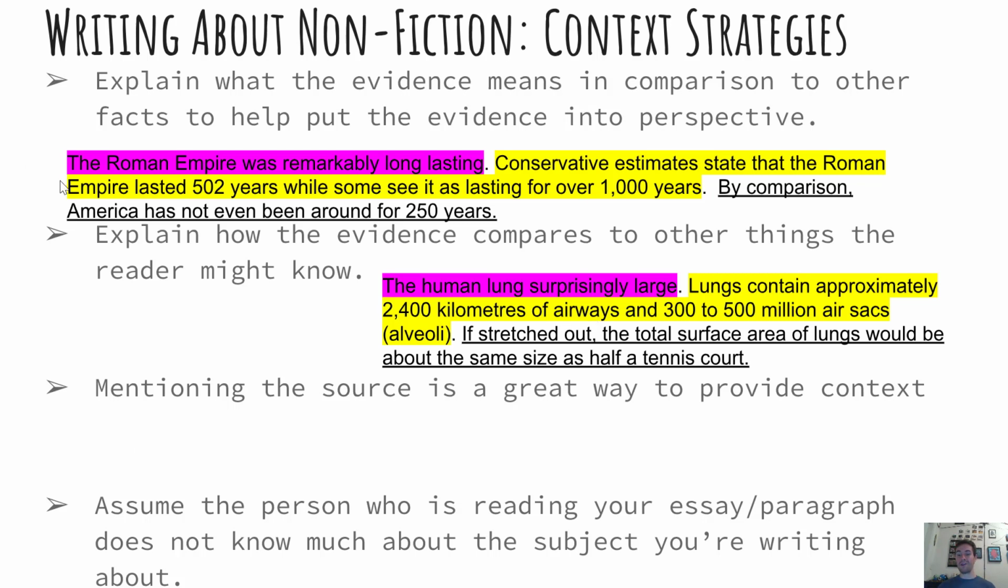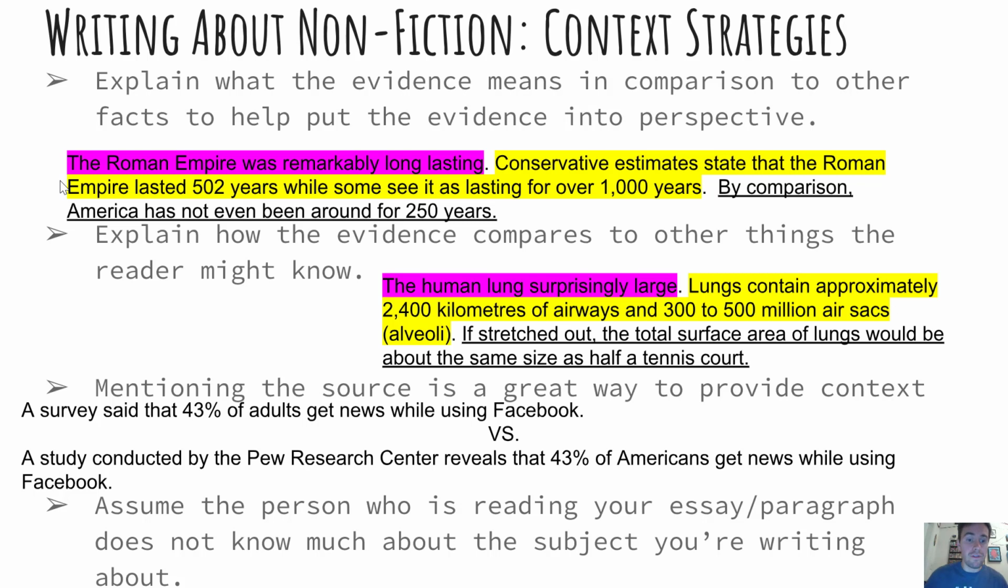Mentioning the source is a great way to provide context. So for instance, you might say something like, a survey says 43% of Americans get news on Facebook. If you're reading that, you might question where they get this fact from. Was it a reputable website? But if instead you say a study conducted by the Pew Research Center reveals the same statistic, people trust the Pew Research Center. So all of a sudden they're going to trust you as an author, and they won't get hung up on questioning your reliability. They'll just listen to the point that you're trying to make.